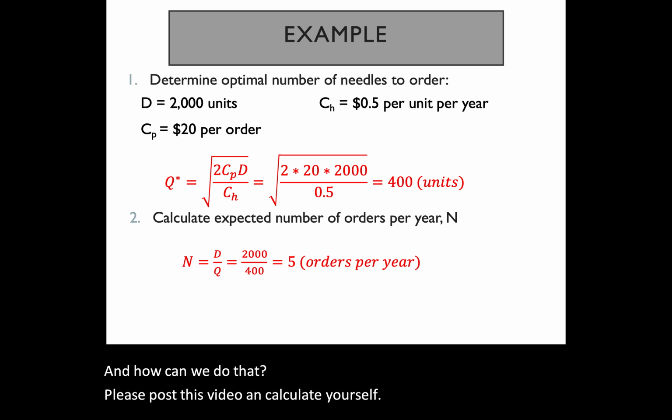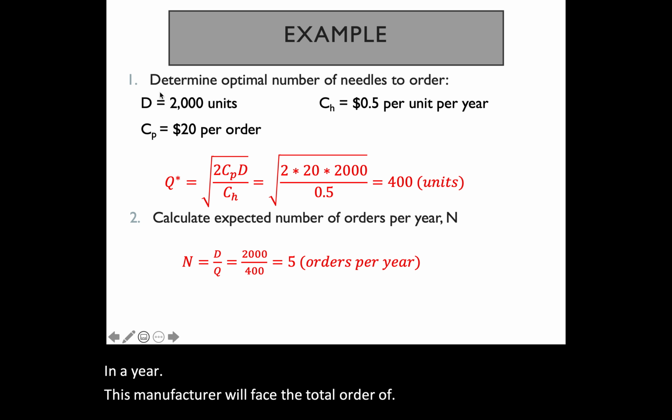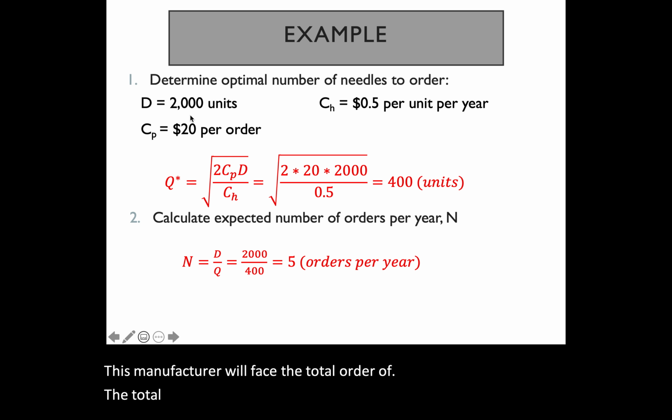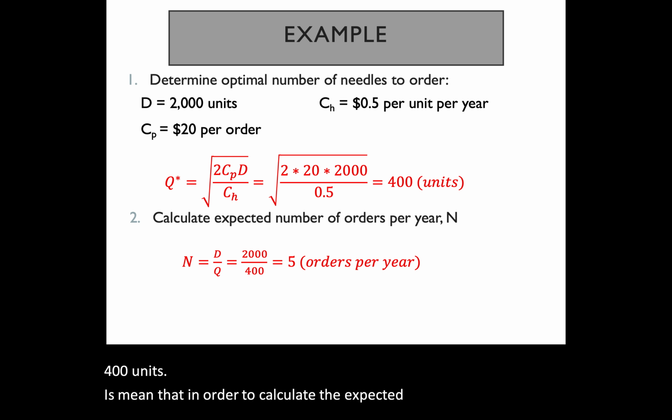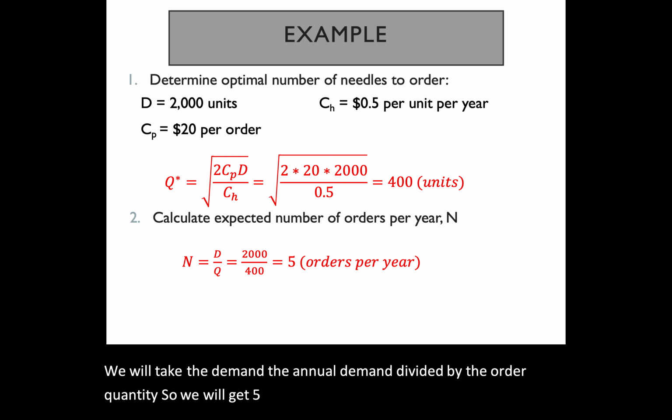Okay, so as you might see, in a year, this manufacturer will face the total demand of 2000 units. Okay, and every time he just orders 400 units. So it means that in order to calculate the expected number of orders per year, we will take the annual demand divided by the order quantity. So we will get 5 orders per year. Okay?